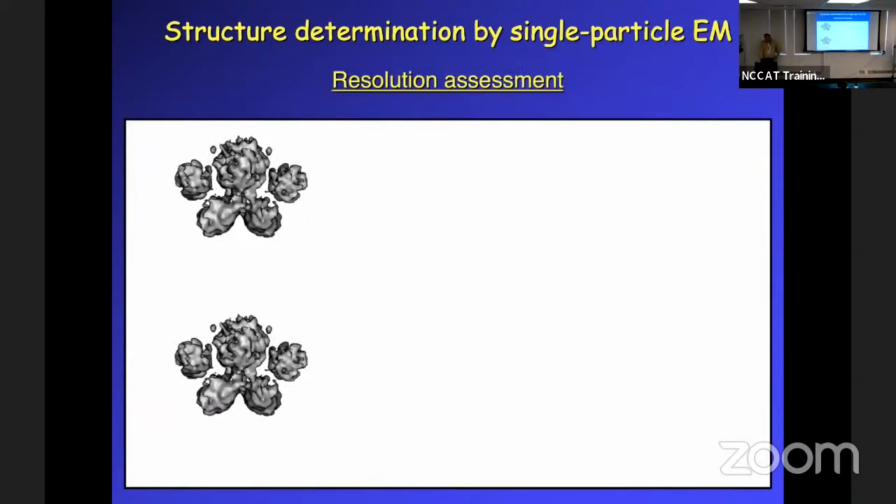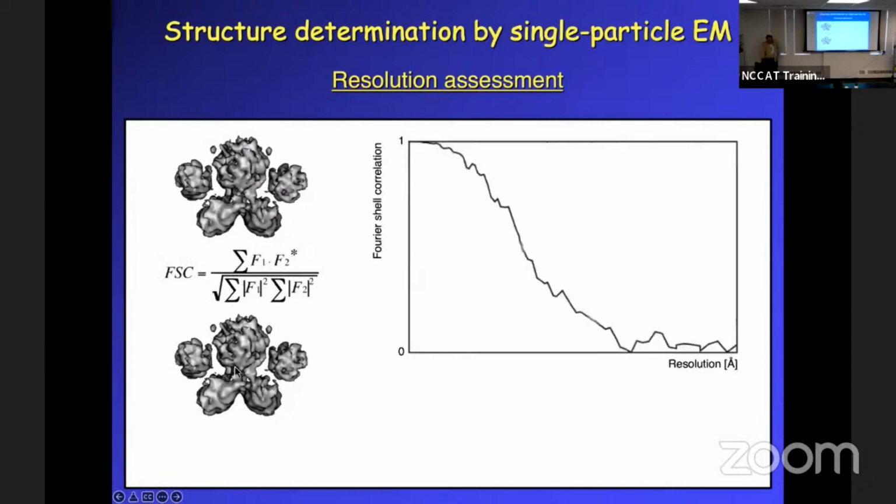So now let's talk about resolution. Rich did a fantastic job explaining what we do. But basically the way that we determine resolution is by splitting the data set, making 2 independent maps, and then using this particular formula where we look at the correlation between these 2 maps in a resolution dependent manner. So at very low resolution, these 2 maps are probably very similar, so you get a high correlation, but as the features get smaller and smaller, they are more and more different, so you get less and less correlation. And so that's the Fourier correlation curve.